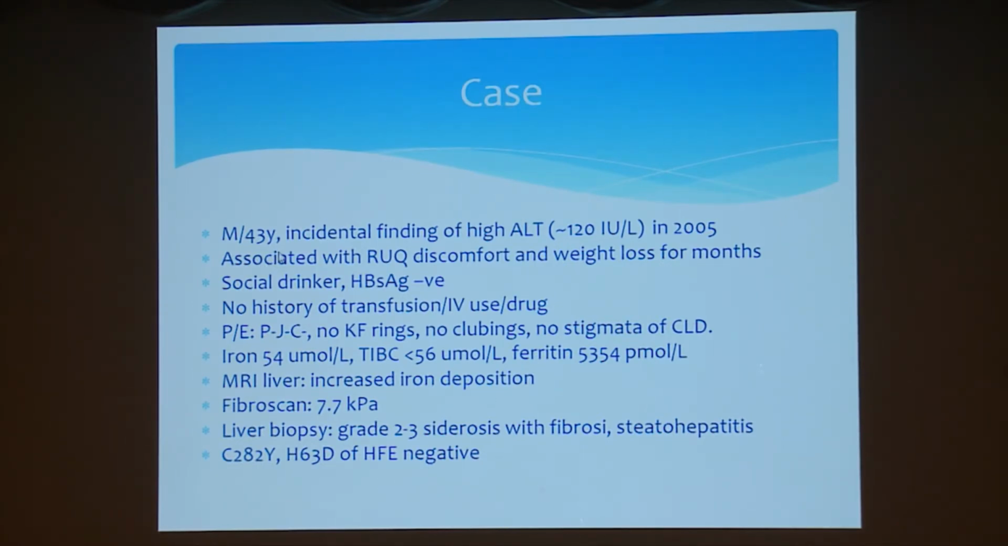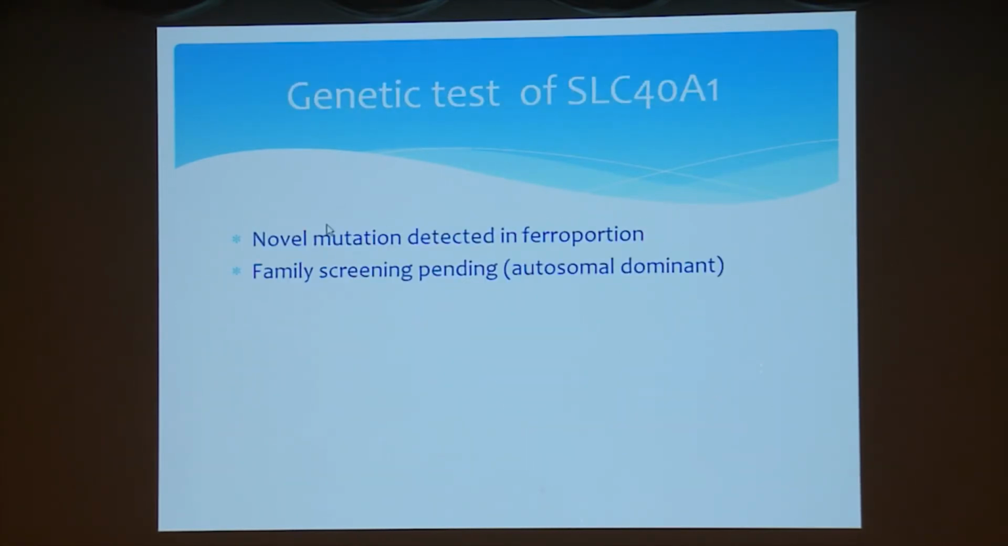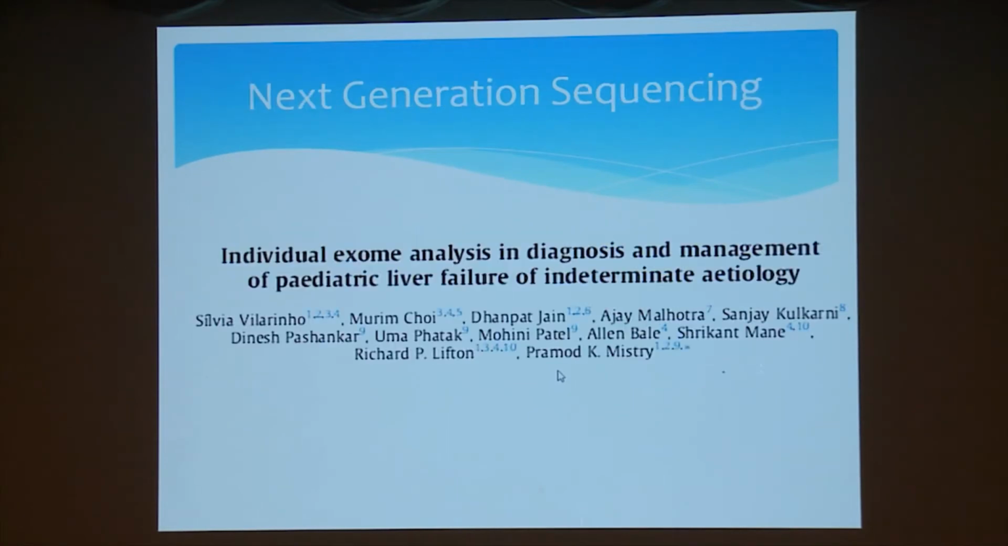This is a 43-year-old adult with a high ALT and right upper quadrant discomfort, with no risk factors for iron deficiency or iron overload, and not Wilson disease as well. But biochemically, you can see this is an iron overload pattern. The MRI liver also shows iron deposition. We screened HFE and it was negative, but as this is an adult and the condition is moderate, we started on the ferroportin gene, and we found 2 mutations. So this is the first case of ferroportin disease in the Hong Kong population.